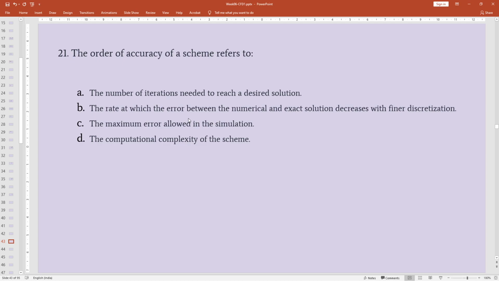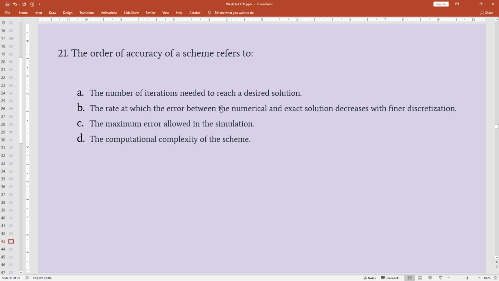Going to the next question. The order of accuracy of a scheme refers to: Option A, the number of iterations needed to reach a desired solution. Option B, the rate at which error between the numerical and exact solution decreases with finer discretization. Option C, maximum error allowed in simulation. Option D, computational complexity of the scheme.